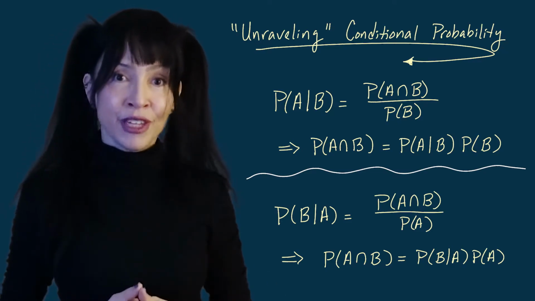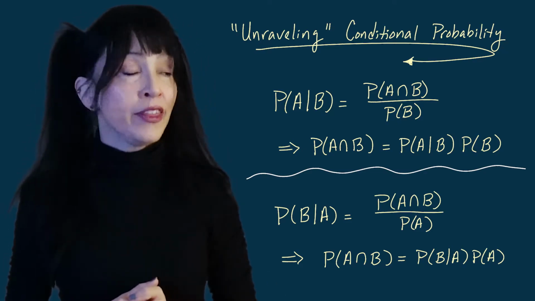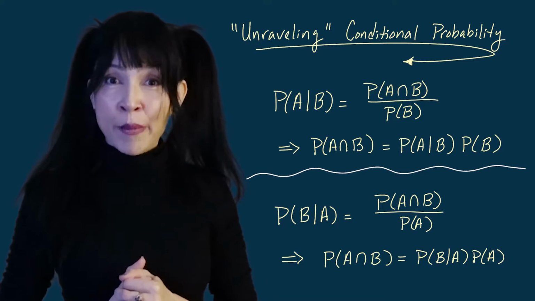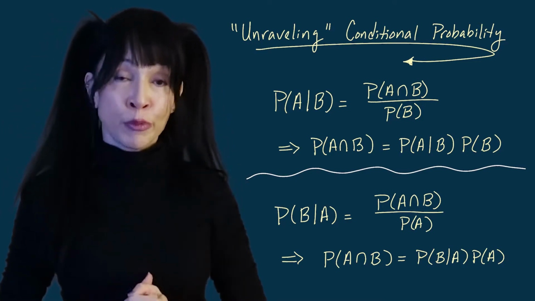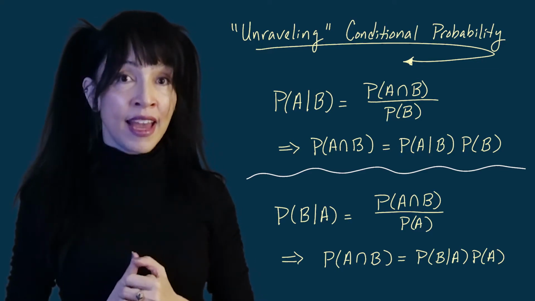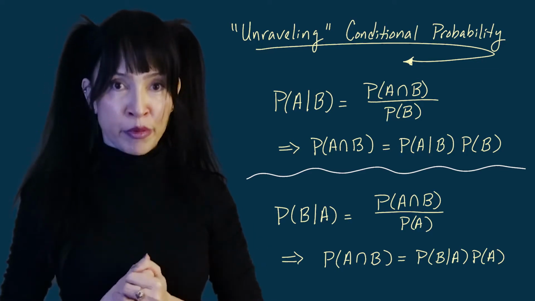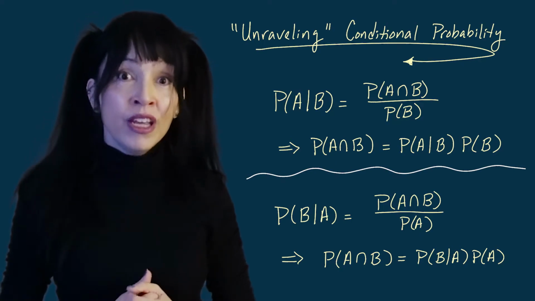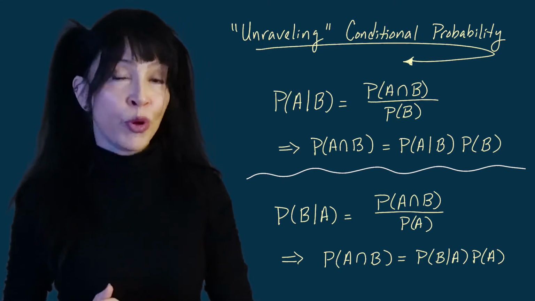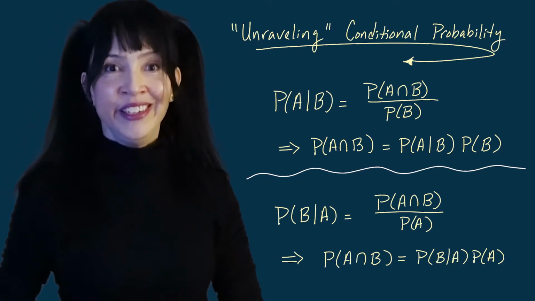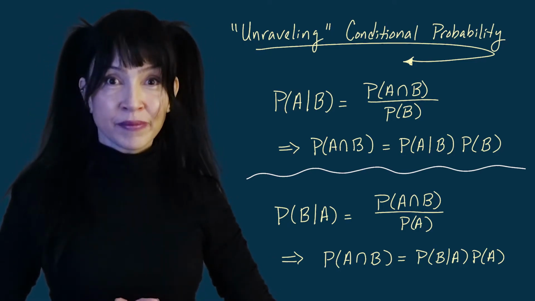So we can unravel this definition, and we can also write the probability that A intersect B happens as the probability of B intersect A times the probability of A. Again, unraveling the conditional probability. In order to compute a probability involving an intersection, if conditional probability is what you know, it can help you get there to the probability of the intersection.